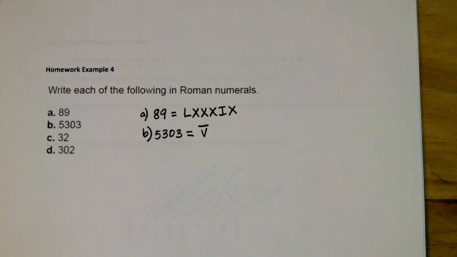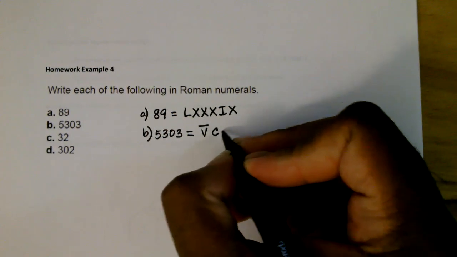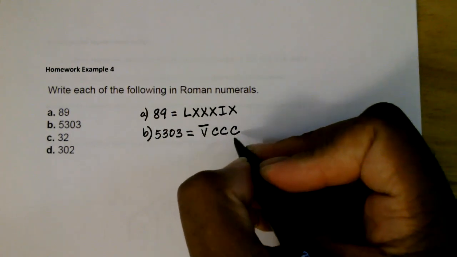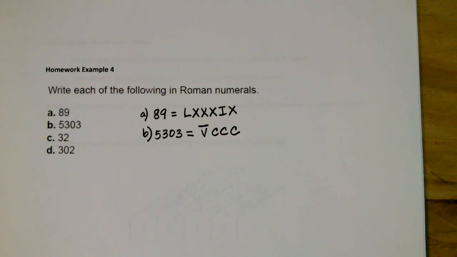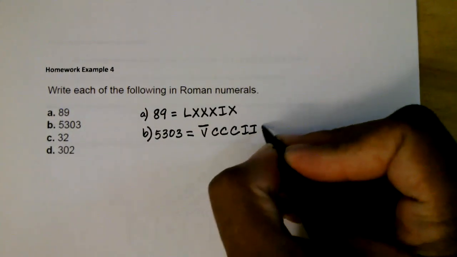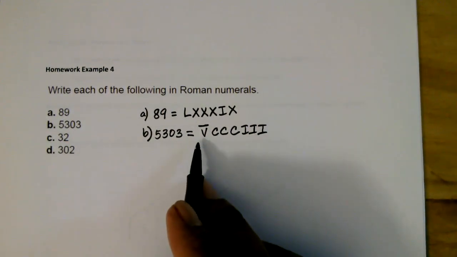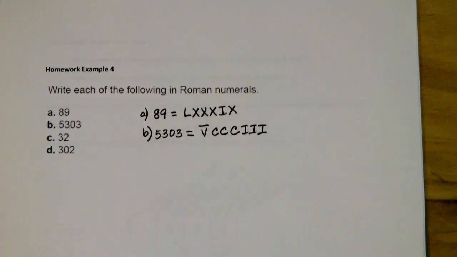For 300, well, 100 has a Roman numeral, which is C. So I'm going to write down 3 C's. And then 3 I's. Now I only put the bar above the V because I want that to be 5,000. So this right here is your Roman numeral for 5,303.